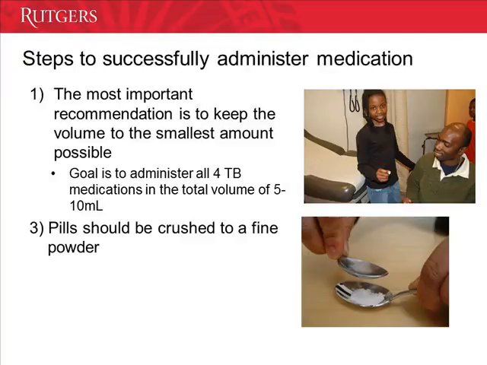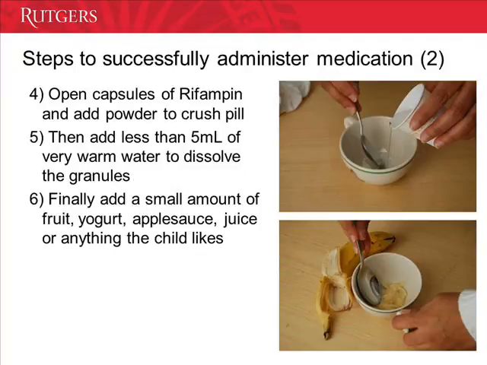Pills need to be crushed into a fine powder, and I think on the side they're demonstrating you can use 2 spoons to crush the pills. If you're using rifampin, the capsule can be opened and the powder added to the crushed pills. One of the keys we've found to be very helpful is to dissolve the medicine with very warm water, about 5 mLs, mixed to the granules. It will dissolve the granules.